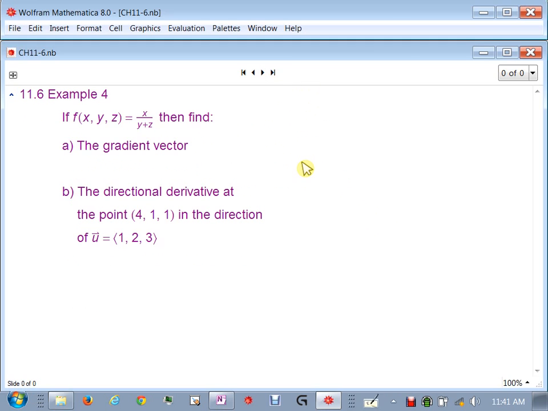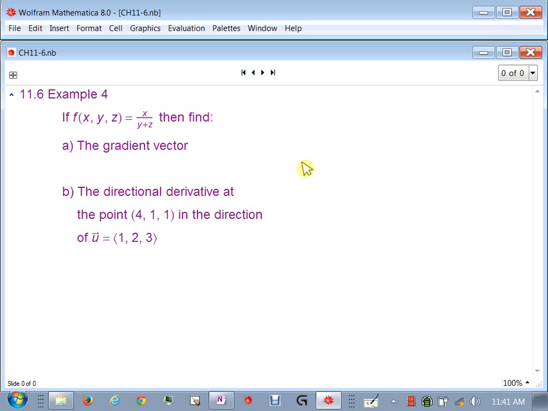Okay, so how about this one? Y'all look like y'all need to wake up. Why don't y'all do this one? Okay? See what you can get. Find the gradient vector, then find the directional derivative at that particular point in that direction.